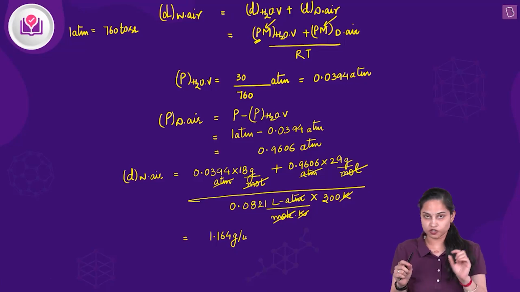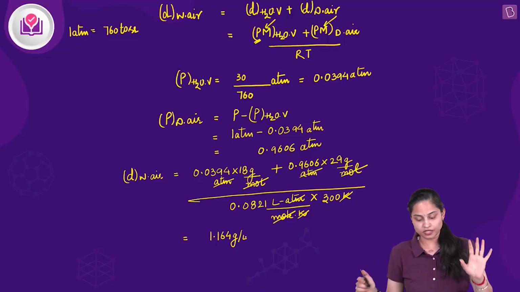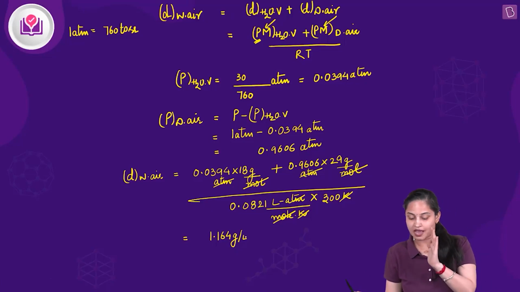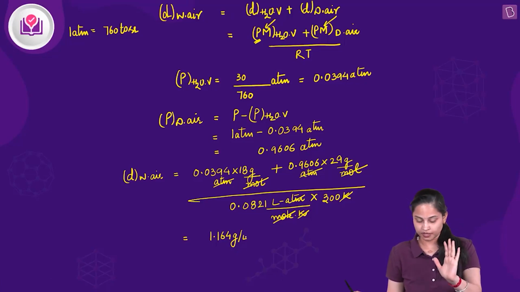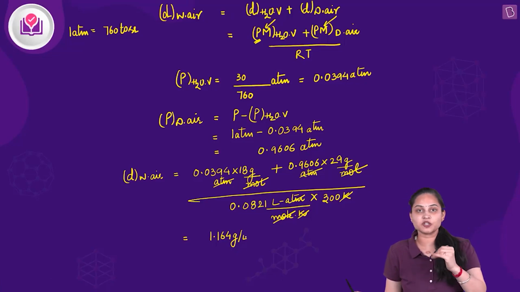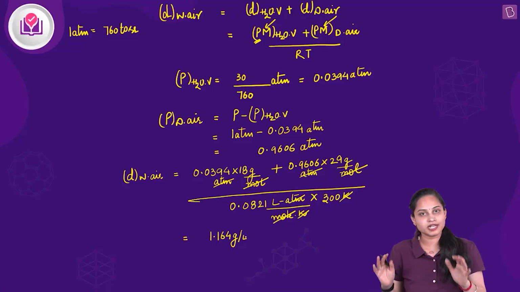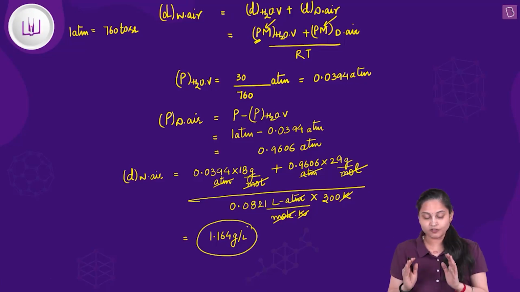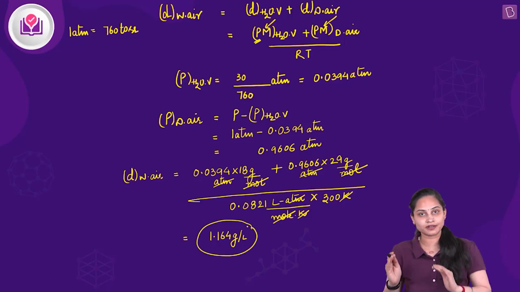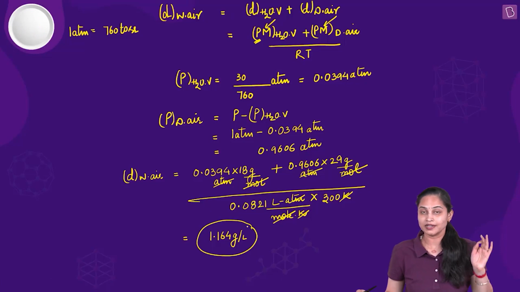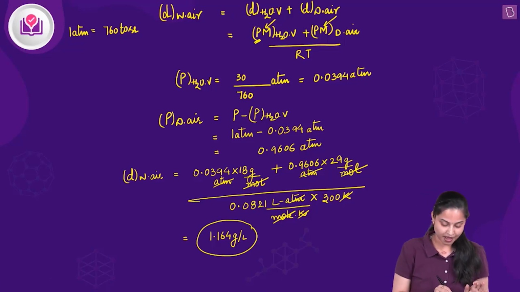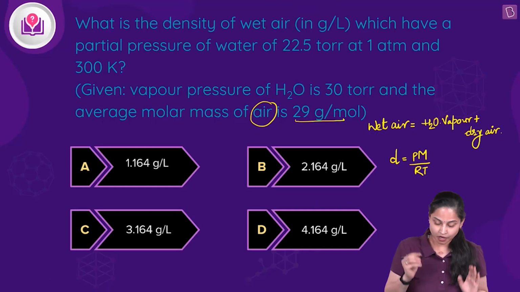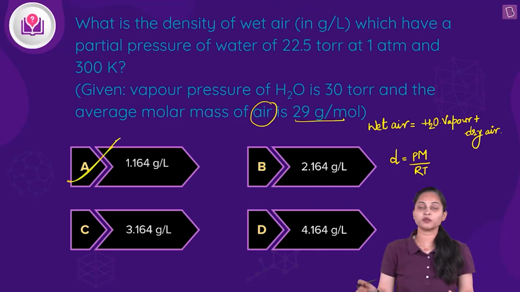So you need to take approximations. You can take 0.0394 as only 0.04, 0.9606 as 0.96, and 0.0821 as 0.08, and it will become much easier to calculate your result. Hence, the only correct answer for this question, the density of wet air, comes out to be 1.164 grams per liter. So if I match our answer with the options given, option A, which says 1.164 grams per liter, is the right answer to this question.